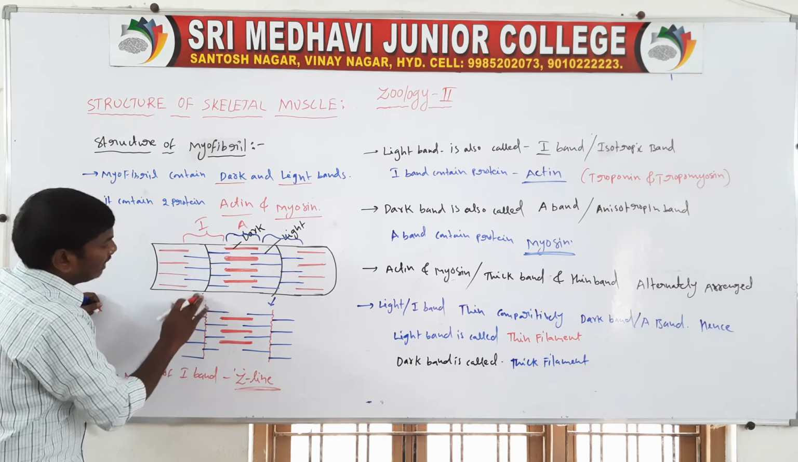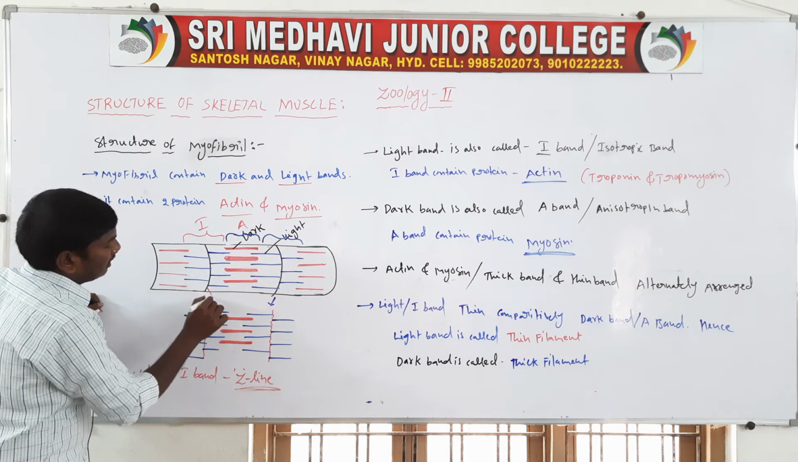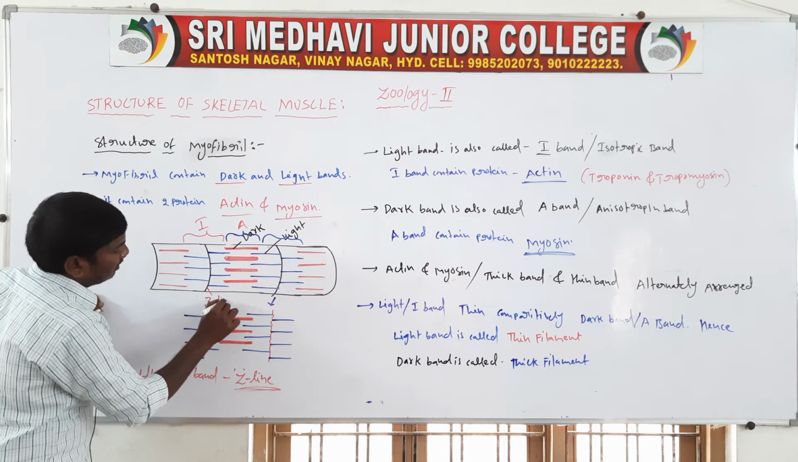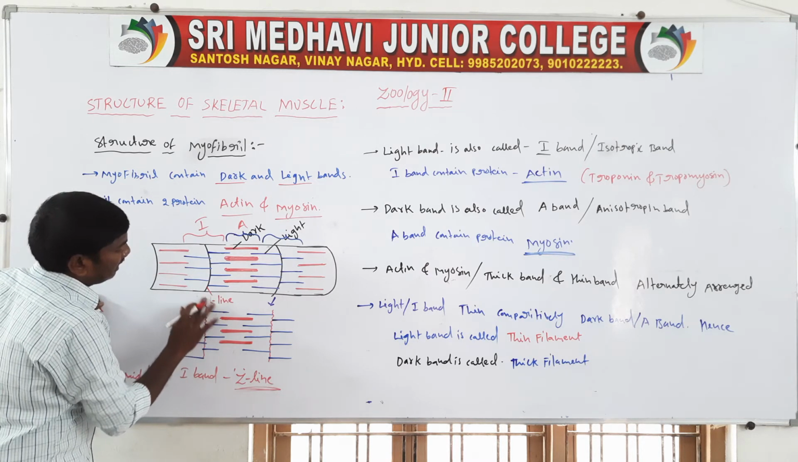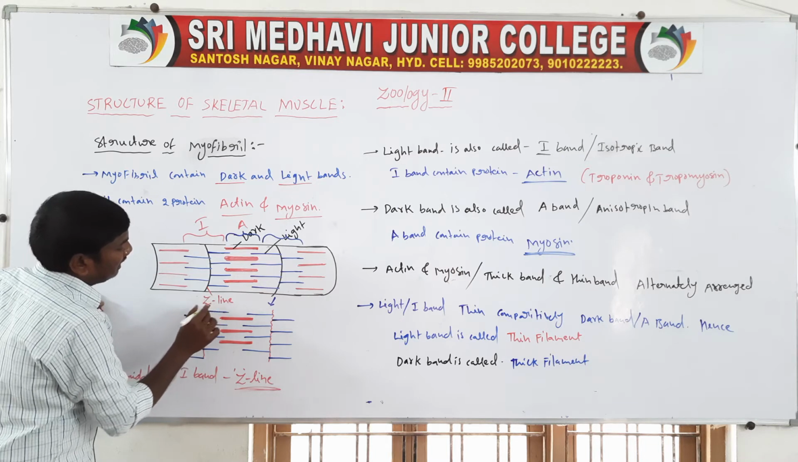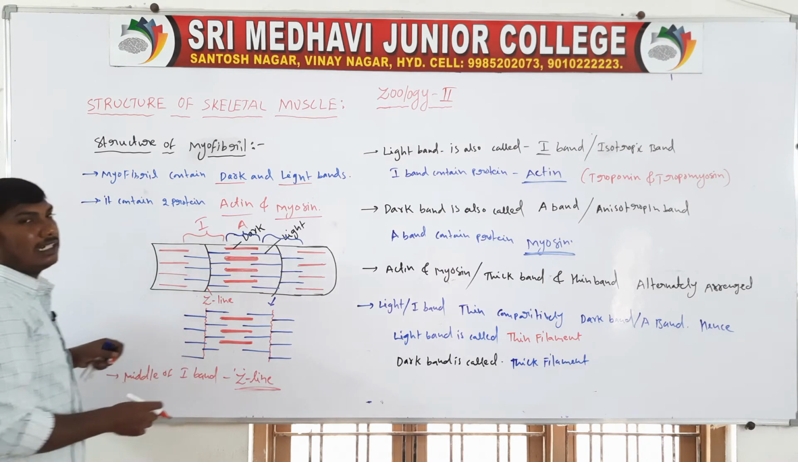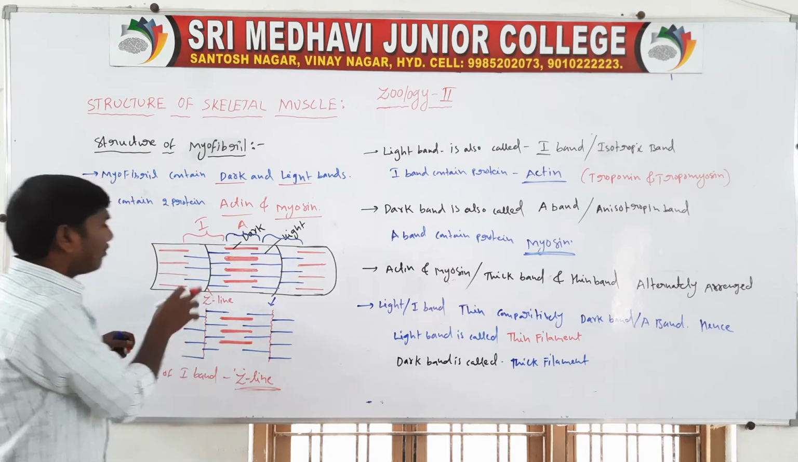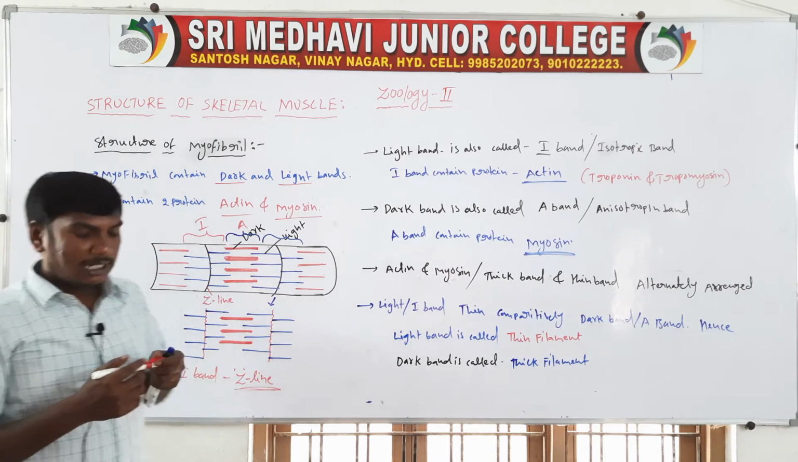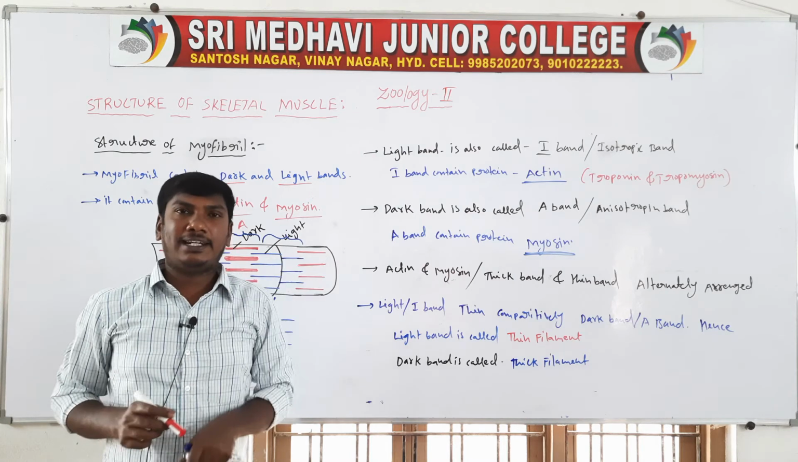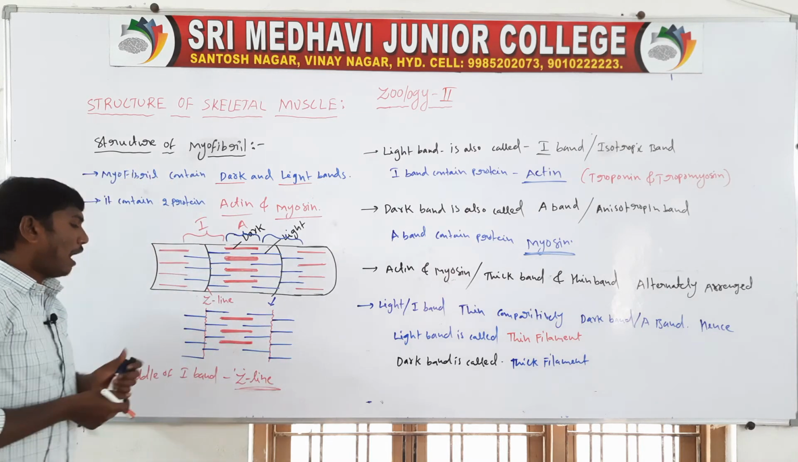So these are called the Z line. It is called the Z line because it has a Z-like appearance.